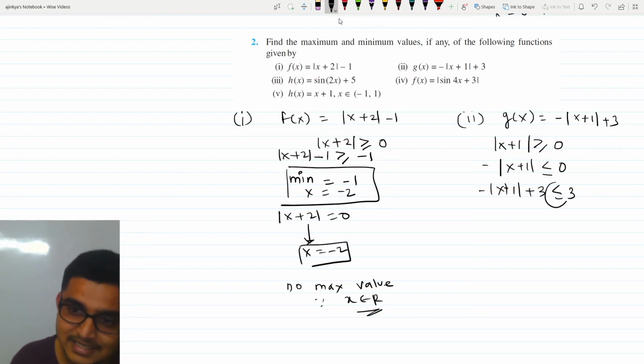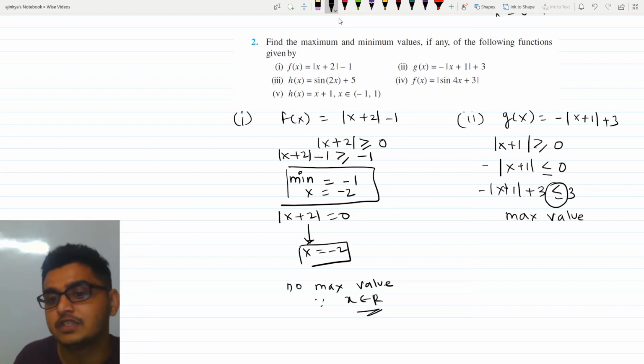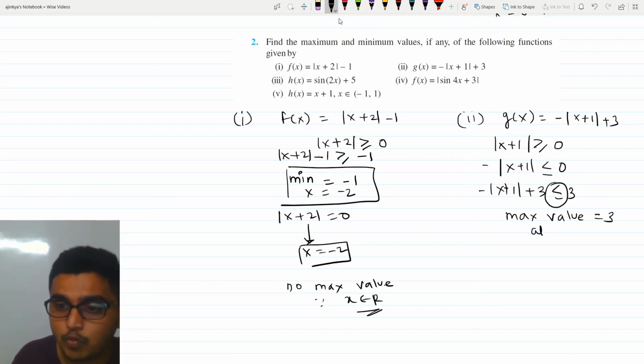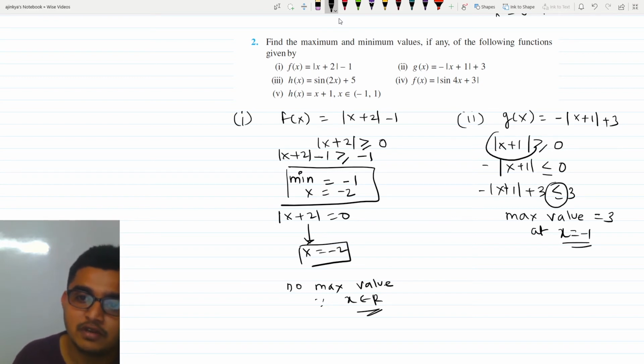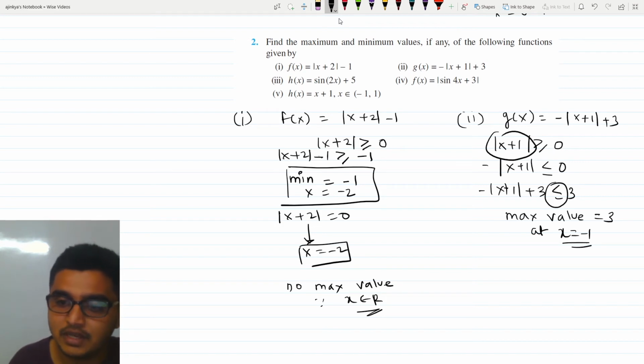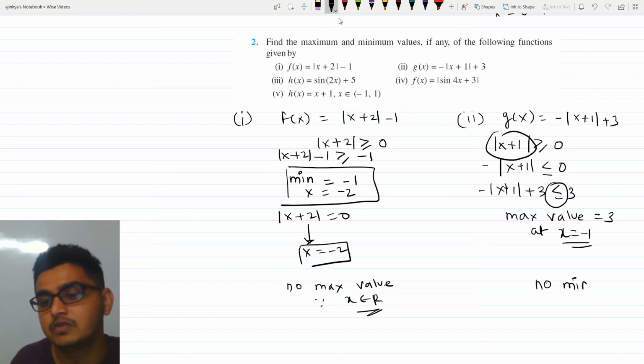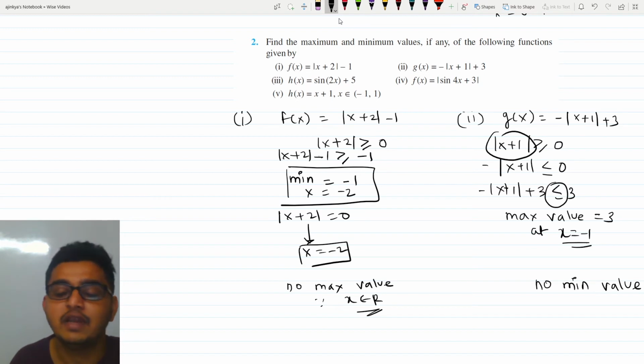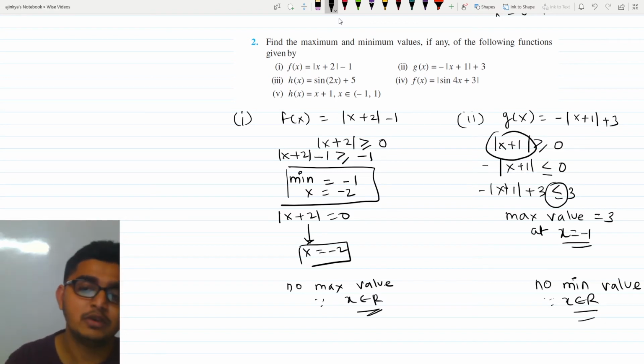So since it is less than or equal to 3, we can say that the maximum value of this function is going to be 3. At what point? At x equals minus 1, since this particular term is going to be 0 at x equals minus 1. Similarly, we don't have any minimum value since x belongs to R. No matter how many higher numbers you plug into this, minus of mod x plus 1 is going to be negative.